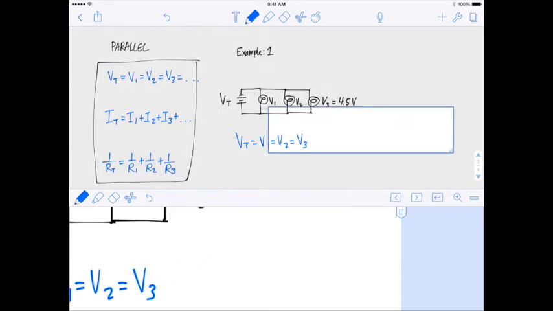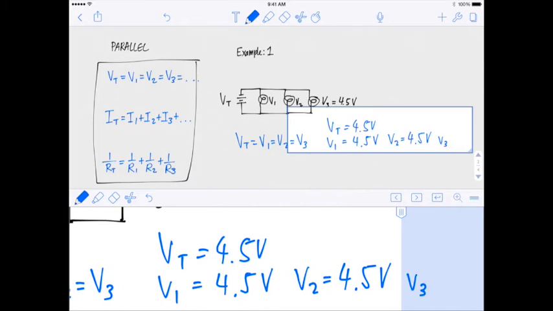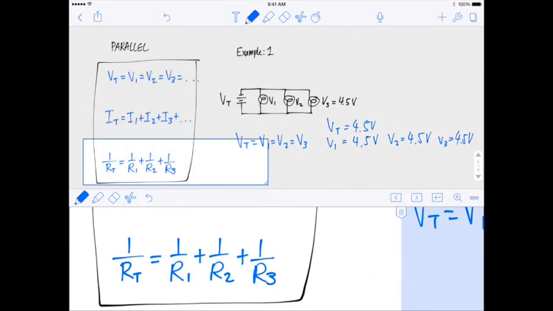So we can say Vt must be 4.5 volts, V1 must be 4.5 volts, V2 must be 4.5 volts, and we knew that V3 is 4.5 volts. So they're all 4.5 volts.